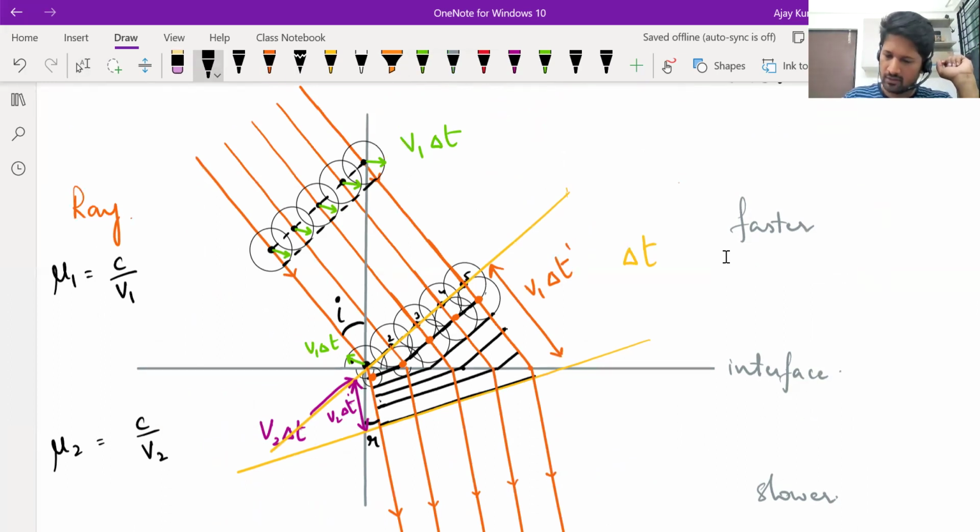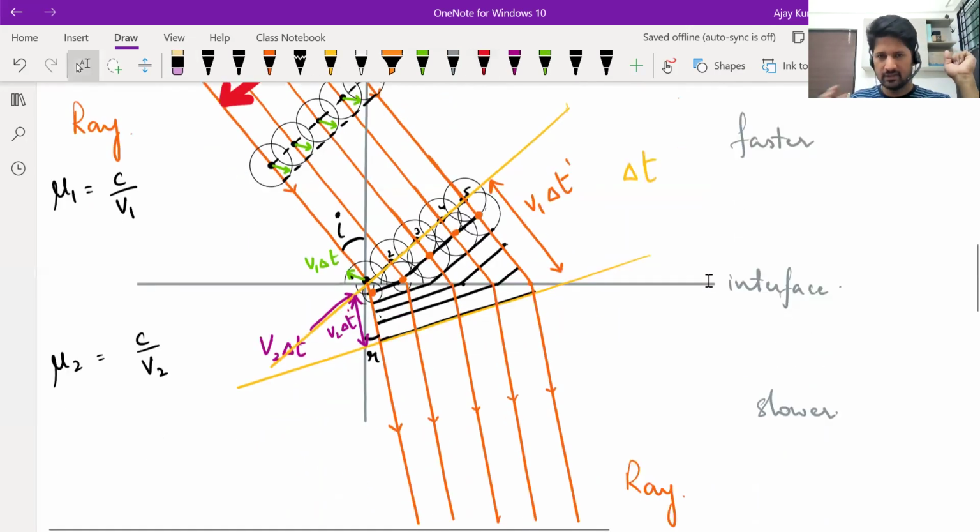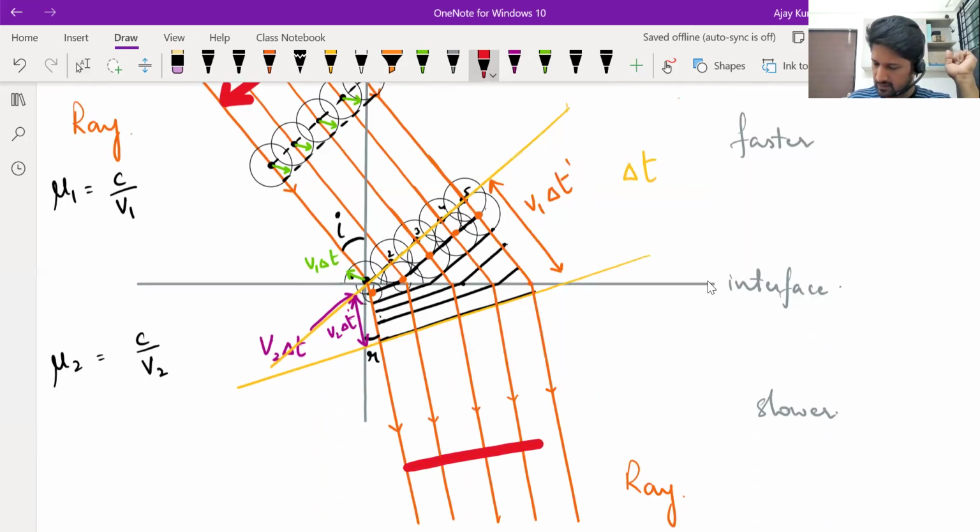What I want you to find out is the thickness of the ray. In the first medium, let's say the thickness or the width of the ray, assume it is T1. In the second medium, it obviously looks wider. It clearly looks wider. Let's call this thickness T2.